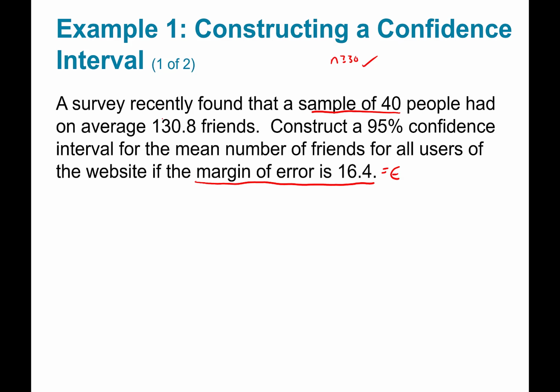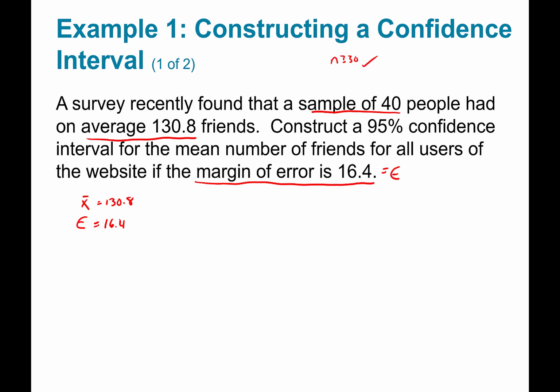And we need our mean. We know the survey found the sample had an average of 130.8 friends, so X bar is 130.8. We already know E in this case, so we don't need to worry about calculating the critical value, or N even, realistically. So we can jump straight to E, which in this case is 16.4. We've got our E, so now we just need to find the left and right endpoints.